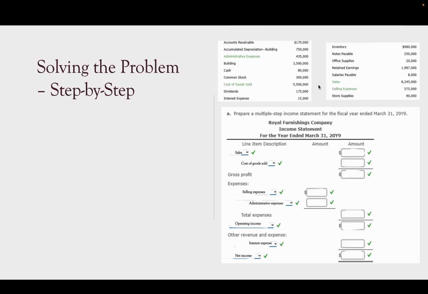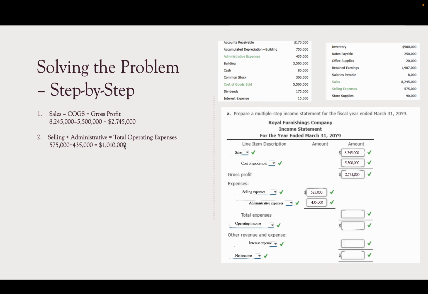So the information needed is provided. We have our sales, we have our cost of goods sold. So here it is, sales minus cost of goods sold equals our gross profit. Plug in our number. Next is our selling expenses. Here it is. Administrative. Here it is. We add those up. We get our total.